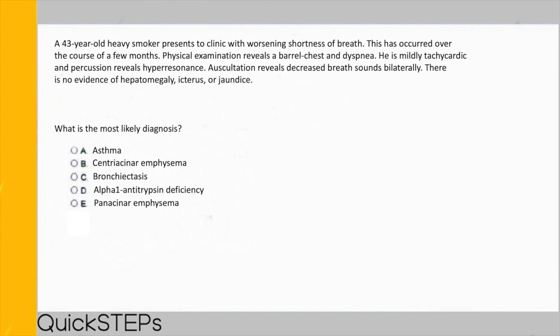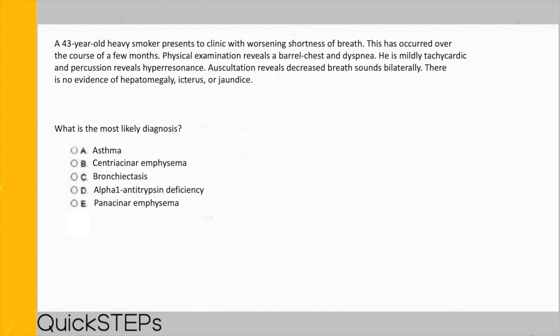Well, asthma technically is an obstructive disease, but this is a worsening shortness of breath over the course of a few months. So this is a consistent thing. This isn't an episodic thing, which is typically a hallmark of asthma. So we see centriacinar emphysema. There's also a panacinar emphysema in the answer choices. So we need to distinguish between the two there. Centriacinar emphysema is alveolar damage that's associated with smoking, while panacinar emphysema is associated with alpha-1 antitrypsin deficiency.